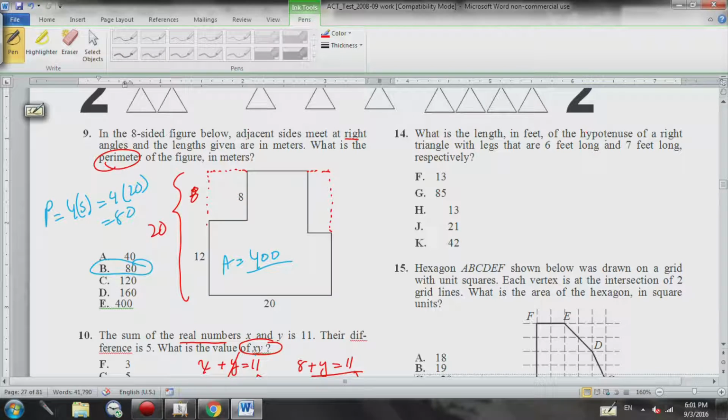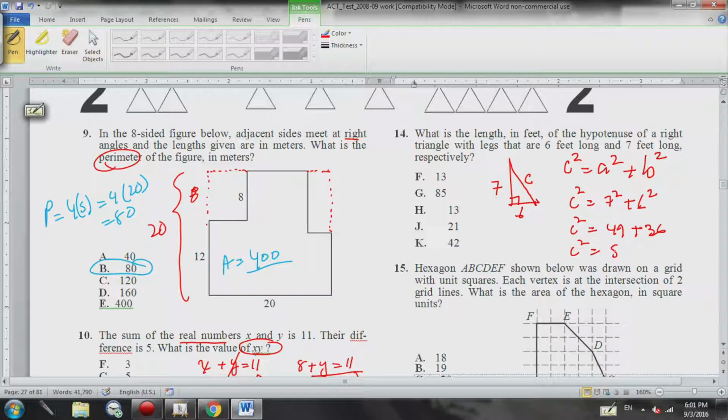What is the length in feet of the hypotenuse of the right triangle whose legs are 6 feet and 7 feet long? That is 6 and 7. We are asked to find this, which is c. Well, Pythagorean theorem, a squared plus b squared. Pythagorean theorem says the sum of the squares of the legs equals the hypotenuse squared. So c squared is going to be 7 squared plus 6 squared. So c squared is 49 plus 36. So c squared is 85. So c is the square root of 85.